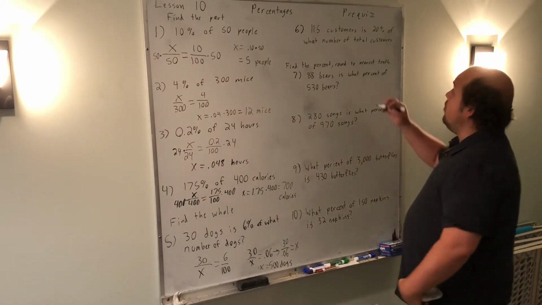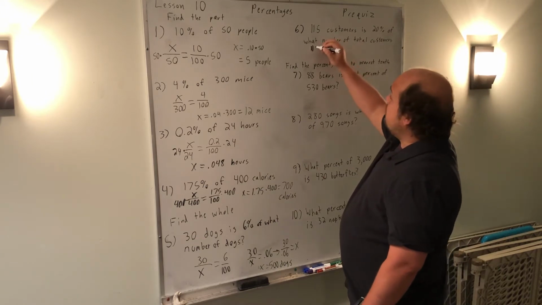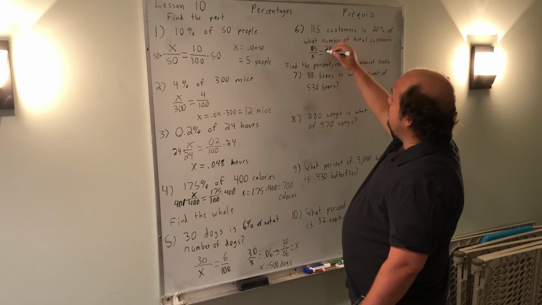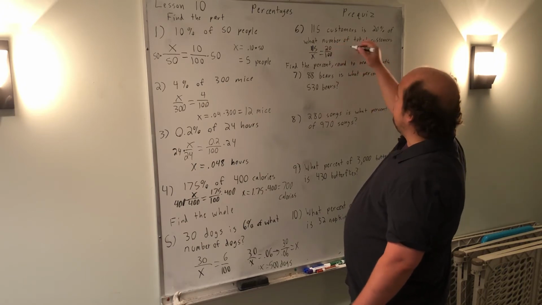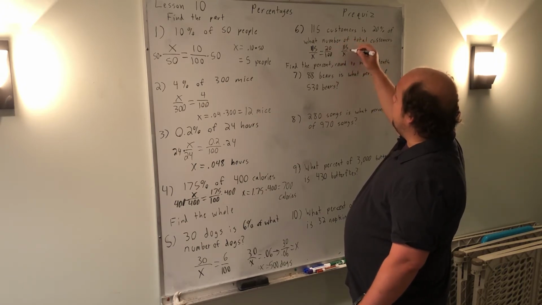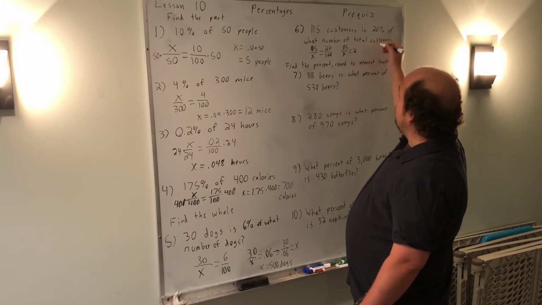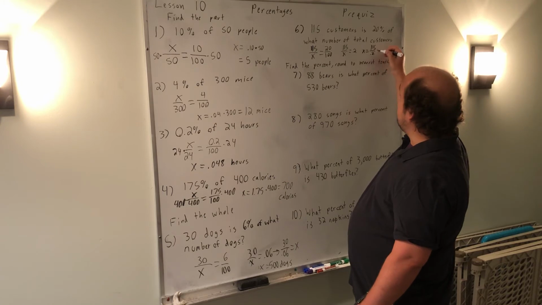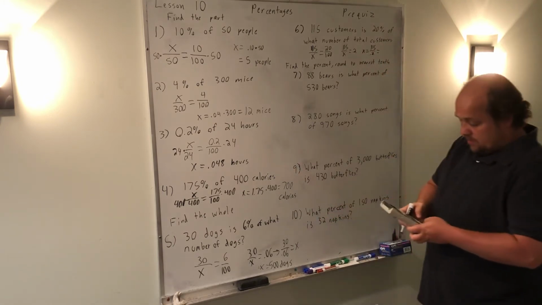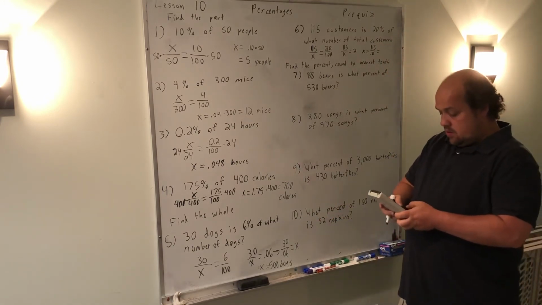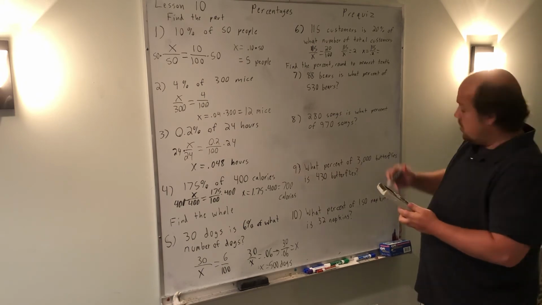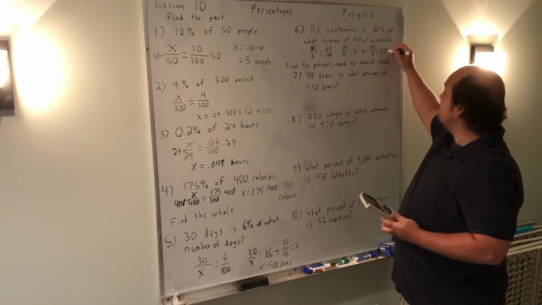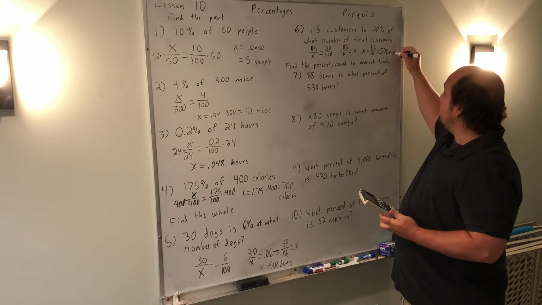Same setup here. 115 over x equals 20 over 100, which means 115 over x equals 0.2, which means x equals 115 over 0.2. When I put it in my calculator, 115 divided by 0.2, it gives me 575 customers.